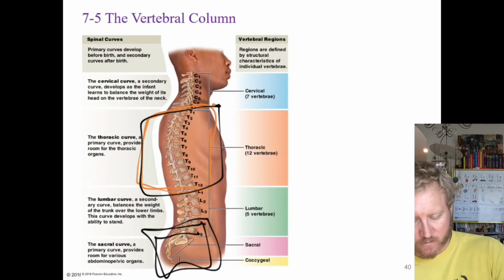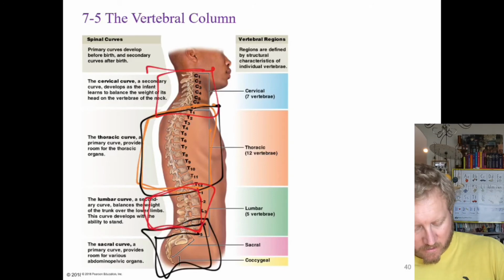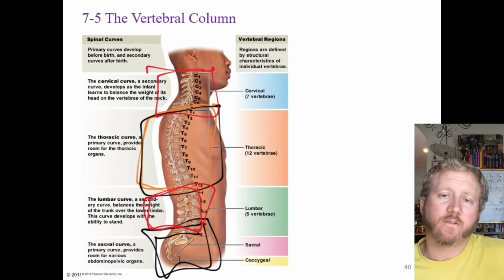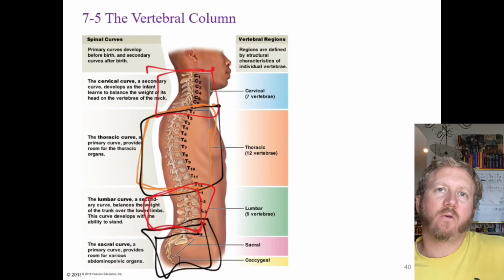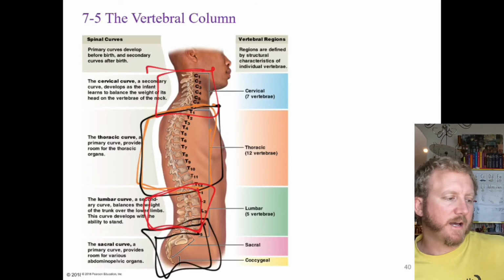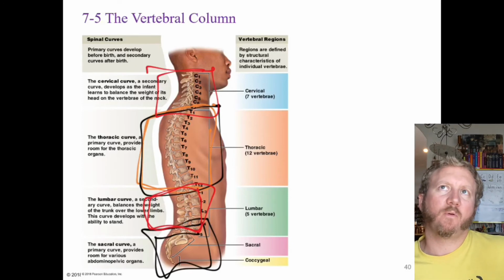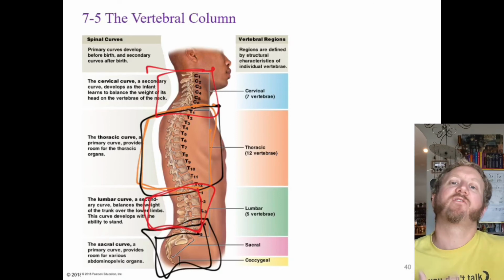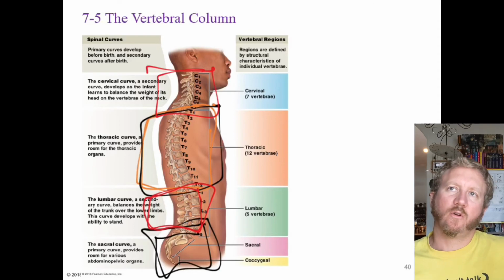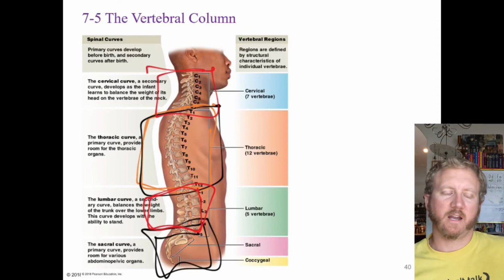The cervical and the lumbar curves are known as secondary curves or compensatory curves, and those allow the body weight to shift to an upright posture as the baby is growing up. I think that may be one of the reasons why babies can't hold themselves up. The other one is that their muscles are woefully underdeveloped, and so they have to strengthen those muscles in order to be able to pick their head up and sit upright and stuff like that.